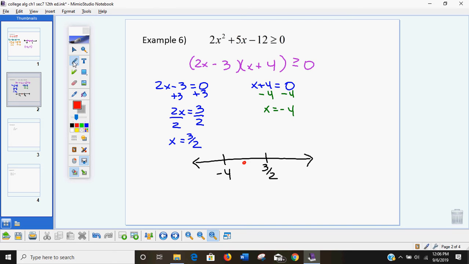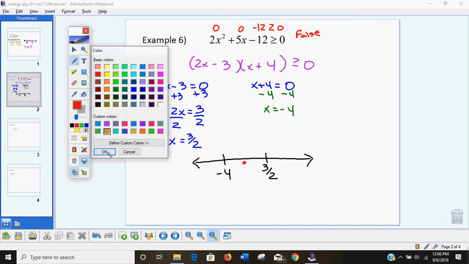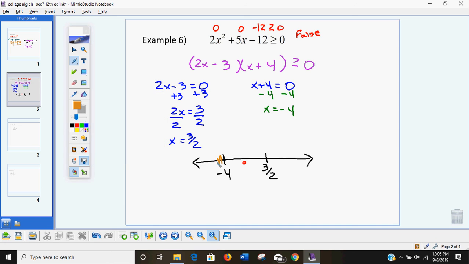So let's go back to the original. If I put a 0 in the first one, I get 0. 5 times 0 is 0. Now I get negative 12 is greater than or equal to 0. That's false. Okay, negative 12 is less than 0. So I don't want to shade where the 0 is. It didn't work. So that means I'm shading the outside. Everything less than negative 4 and greater than 3 halves will make that a true statement.